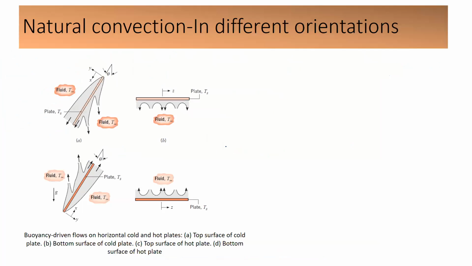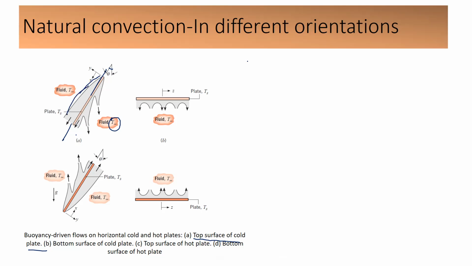So let us have a look at how natural convection varies in different orientations. Okay. So this is a plate which has been kept inclined to the horizontal or vertical by an angle theta. The outside fluid temperature is T infinity. So here observe the pattern. What happens is, as shown, it is the top surface of a cold plate. So what is happening here? The boundary layers are forming like this.